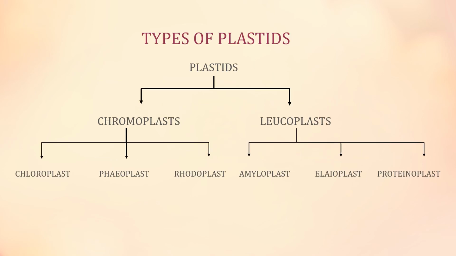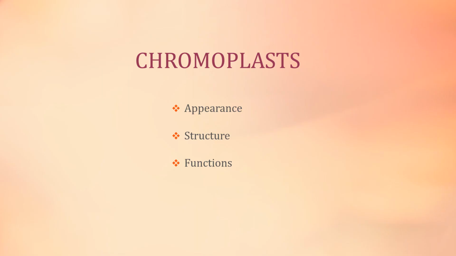Types of plastids. Plastids are broadly classified into two main types, chromoplast and leucoplast. Chromoplast. Chromoplasts are colored plastids. Chromo means color, plastid means living. Appearance. Chromoplasts are plastids that are colored due to the pigments that are produced and stored in them. The color of these plant organs is associated with the presence of pigments apart from chlorophyll.